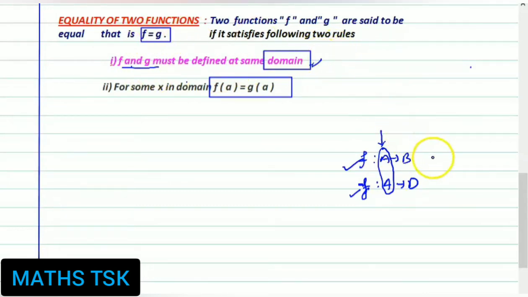For some domain in these two functions, A, let us consider small a belongs to A. So for some element a in the domain, f of a is equal to g of a, then only we can write f is equal to g. If they have same domain, and for some element in the domain these two functions are equal, then only we say that these two functions are equal functions.